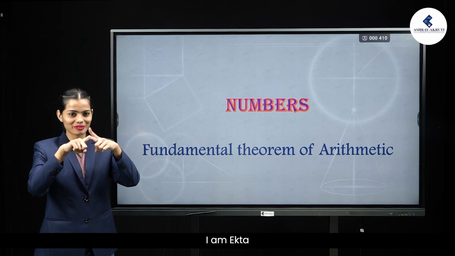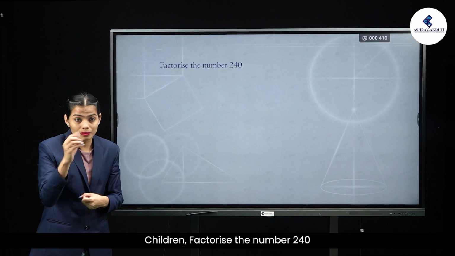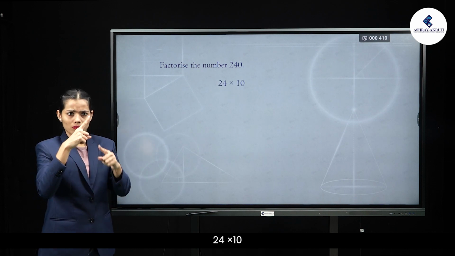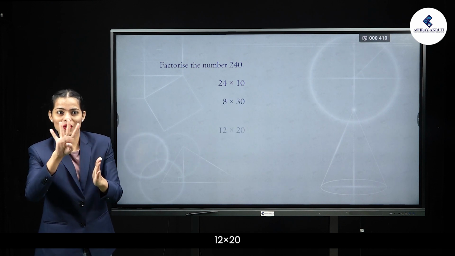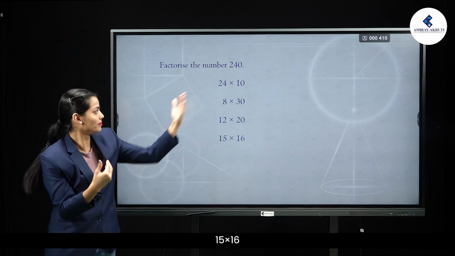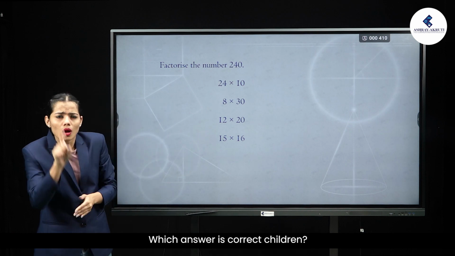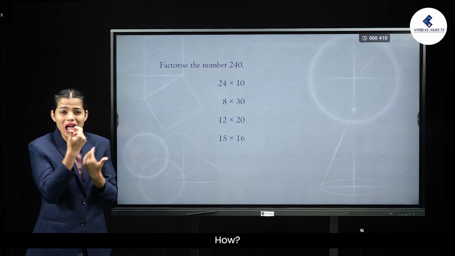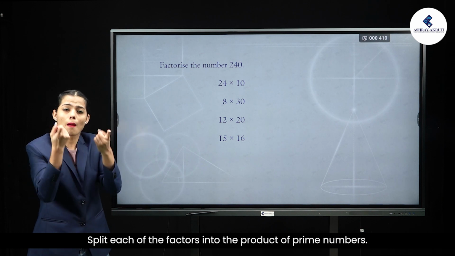Students, I am Ekta. Children, factorize the number 240. 24 × 10, 8 × 30, 12 × 20, 15 × 16. Which answer is correct, children? Yes, all the answers are correct. How? Split each of the factors into the product of prime numbers.